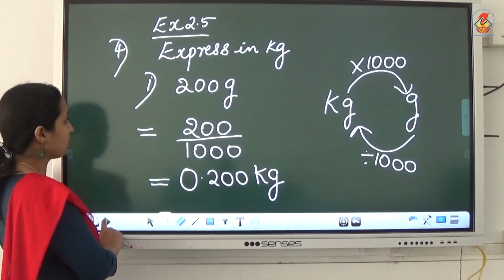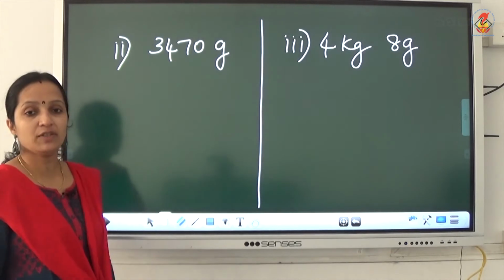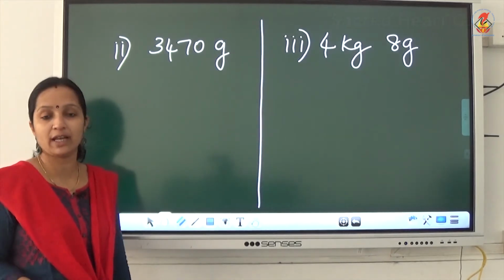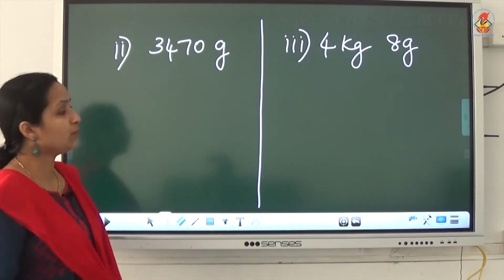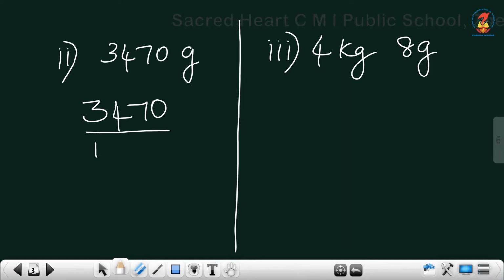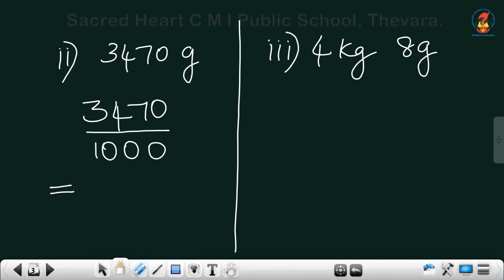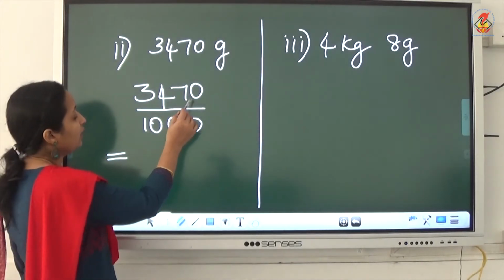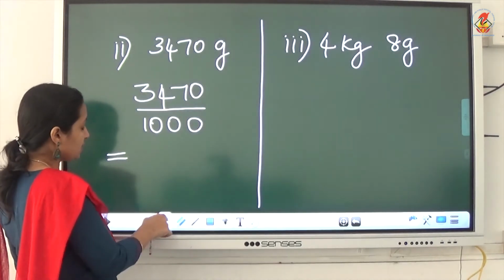Okay. Now, move to the next question. 3470 gram. The method is same. So, we have to convert gram to kilogram. What you have to do, children? Divide by 1000. 3470 divided by 1000. So, we have to put the decimal point after 3 digits from the right side. In division, the decimal point is moving to the left side, and in multiplication, the decimal point is moving to the right side.